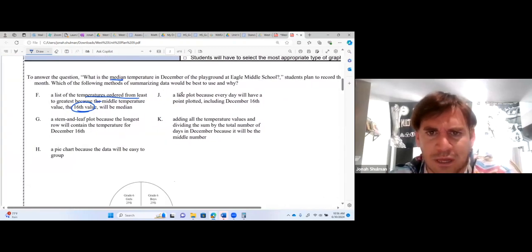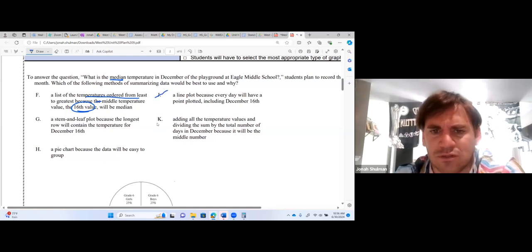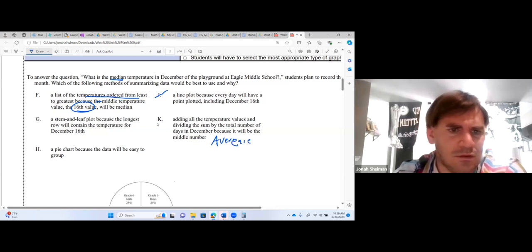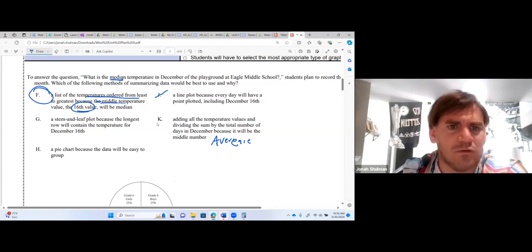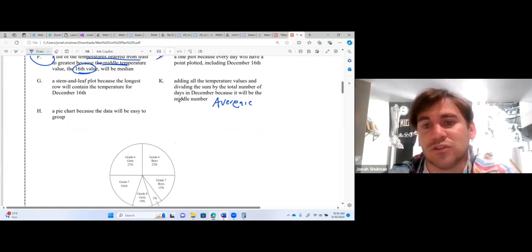A line plot point. No, it's not a line plot. Adding all the temperature values, so this is the average or the mean. Then a leaf plot, the longest one. Nope, that's not going to do it. A pie chart, no. So it's A. It's the middle temperature value. That's all. They're just trying to get the name.